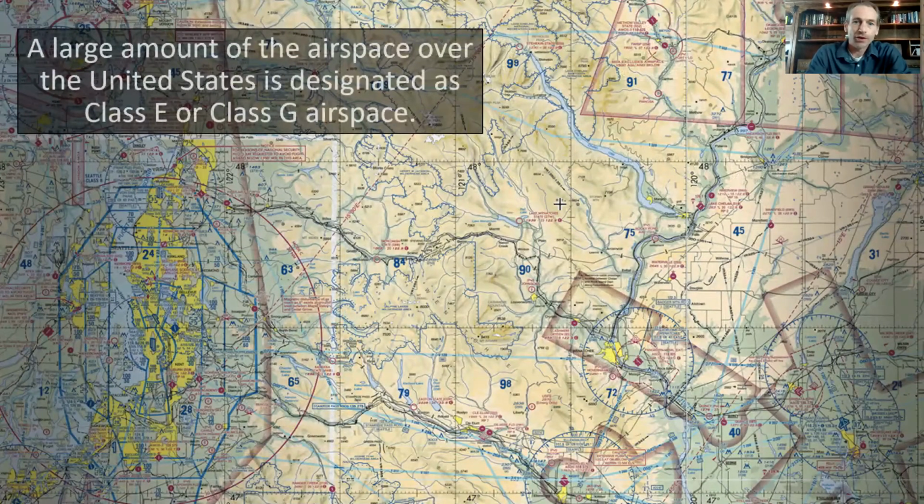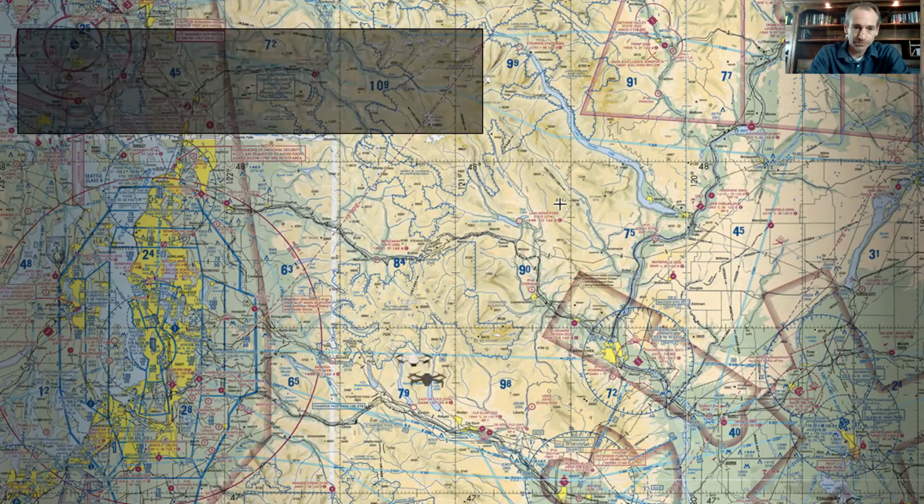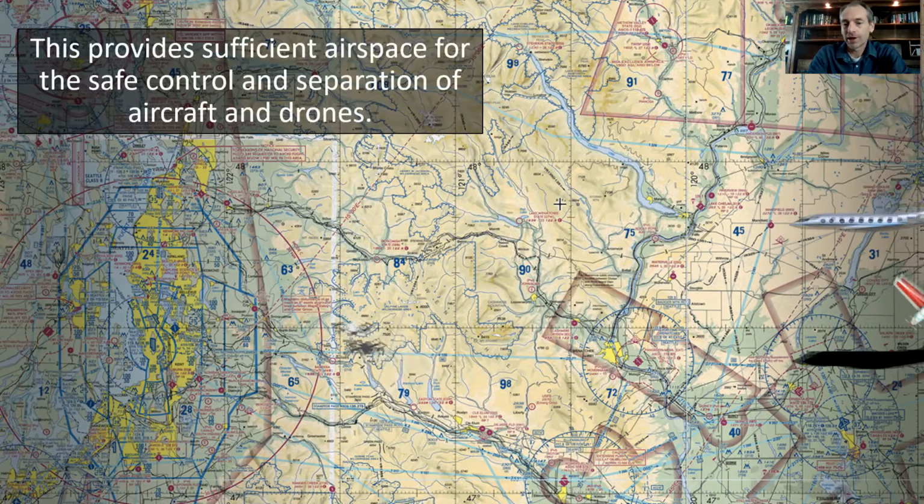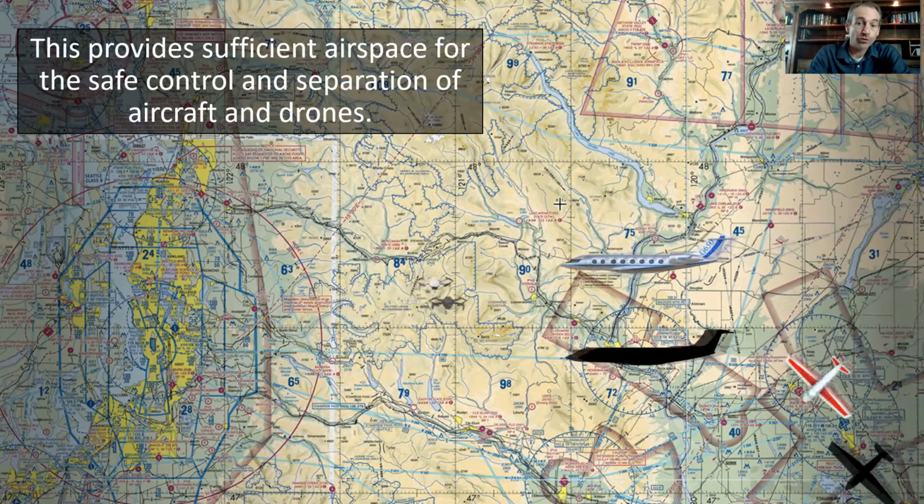A large amount of airspace over the United States is designated as Class E or Class G airspace. This provides sufficient airspace for the safe control and separation of aircraft and drones.